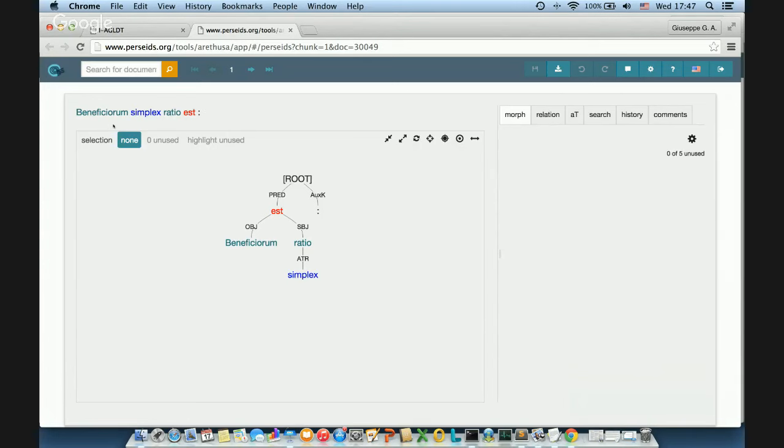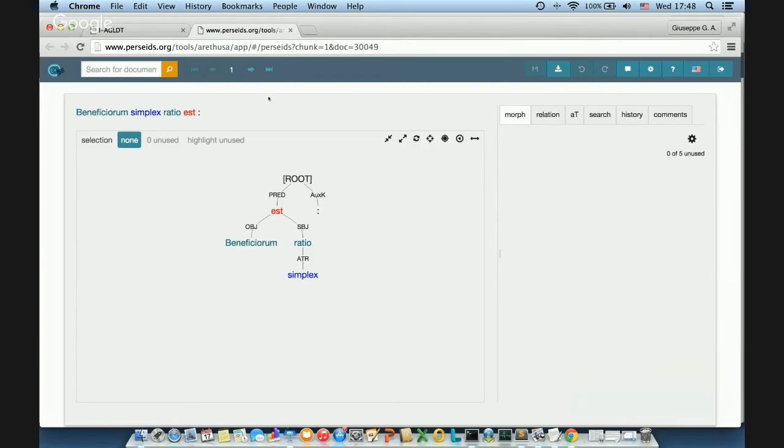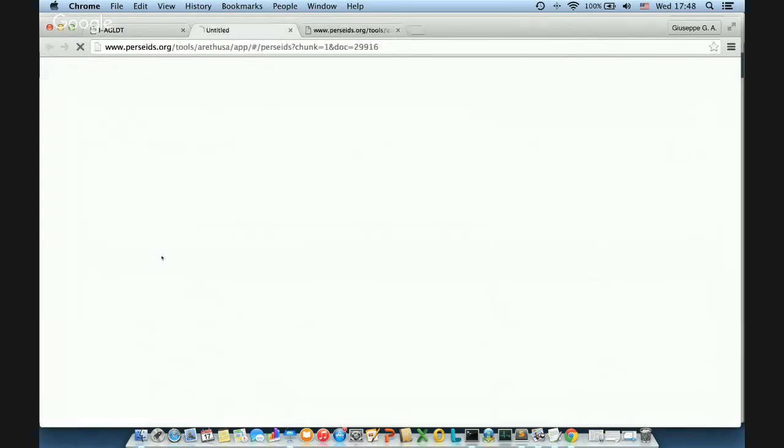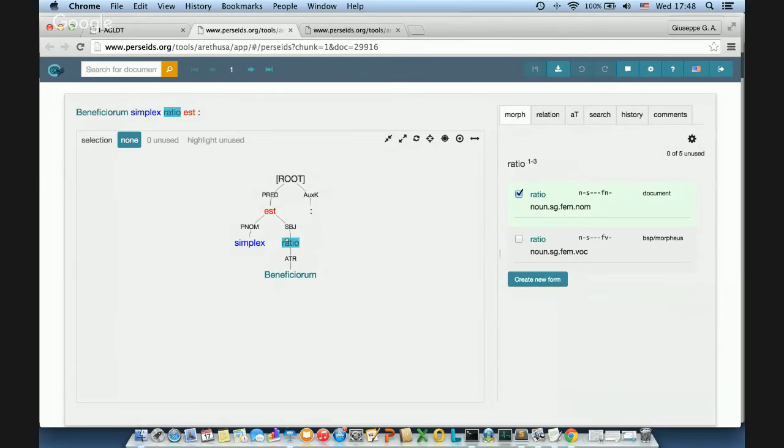So the logic of the benefits is simple. Okay, so this annotator decided to attach the beneficiorum to est, but the second one, again, I clicked on it, attached the beneficiorum to ratio, right? So again, here we have a difference.